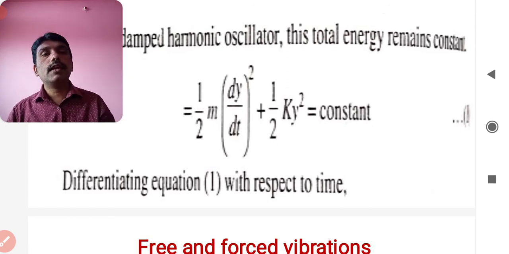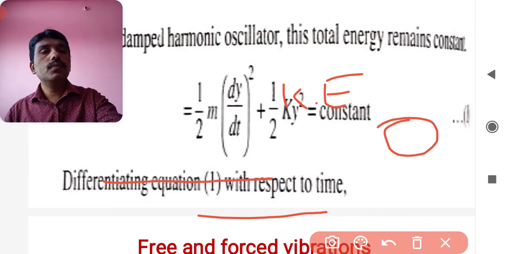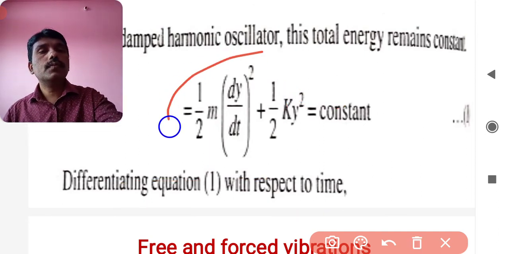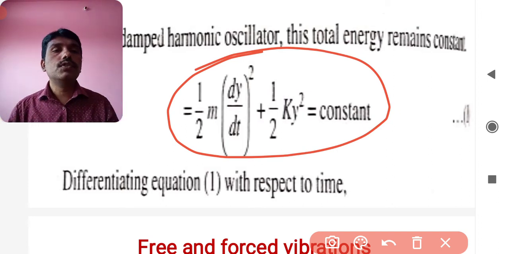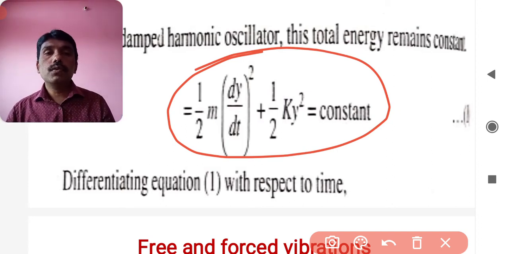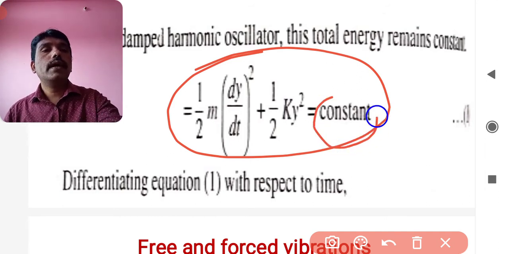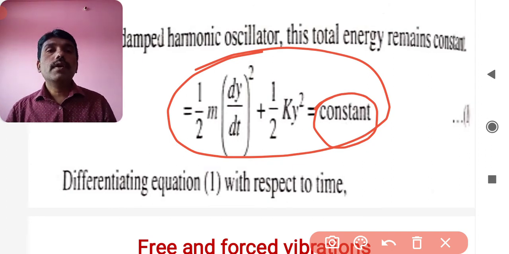So this energy remains constant, and that's what the relationship is written as E is equal to constant. That means half m into (dy by dt) whole square plus half k y square is constant. Why is it constant? Because whether it is the simple pendulum or simple harmonic motion or oscillator, in this undamped condition there are no frictional forces working, and due to that it remains constant, and that's why the energy remains constant.